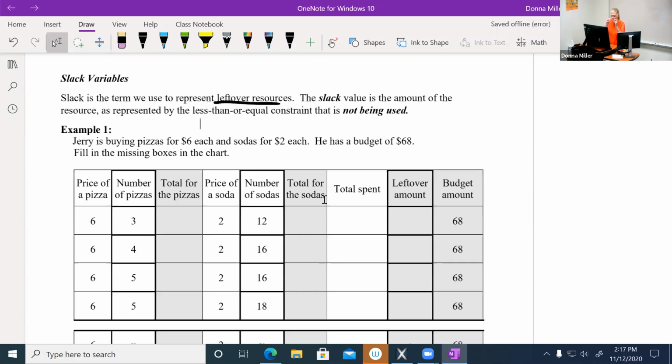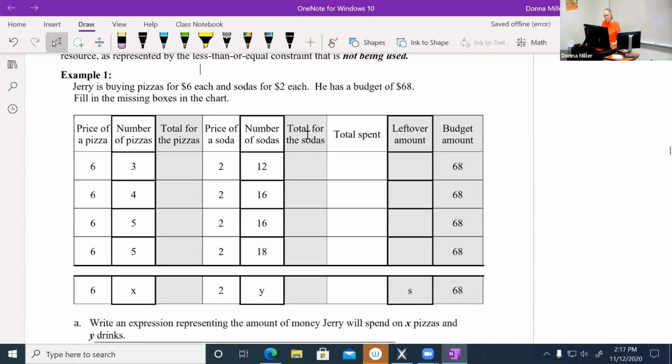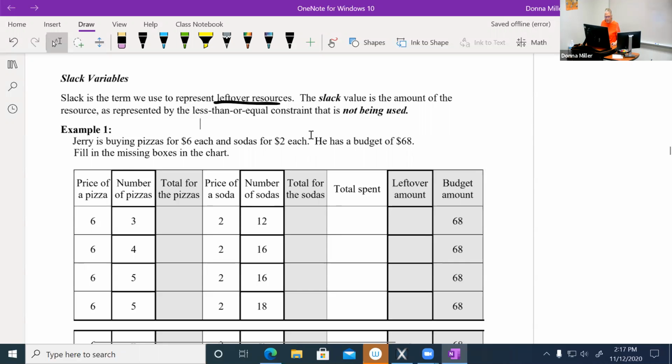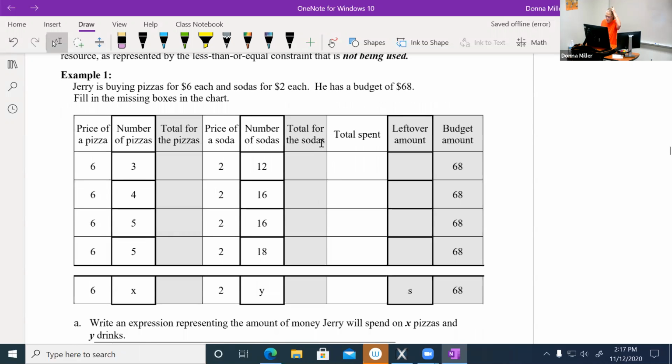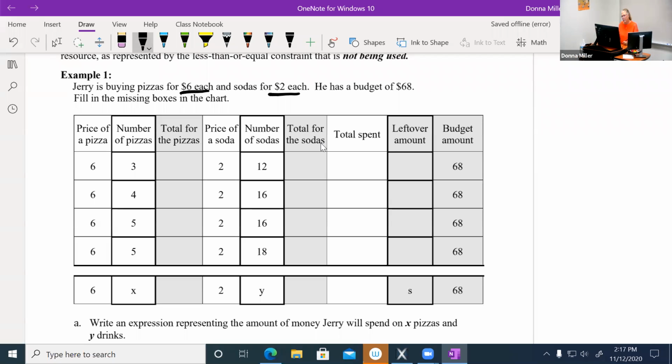Okay, all right, so the slack variable is the amount of resource that's not being used. It's the amount of whatever I have left over. That's all it is. So let's read this problem. It says Jerry is buying pizzas for $6 each and sodas for $2 each. He has a budget of $68. So we might have some leftover money, right? Okay, so let's take a look.